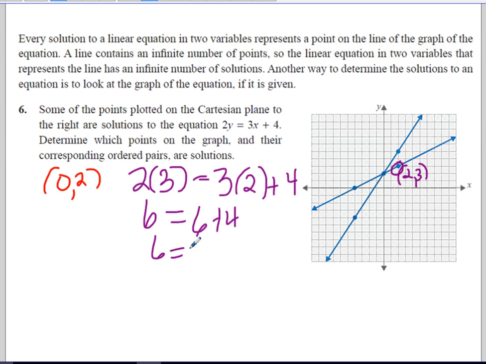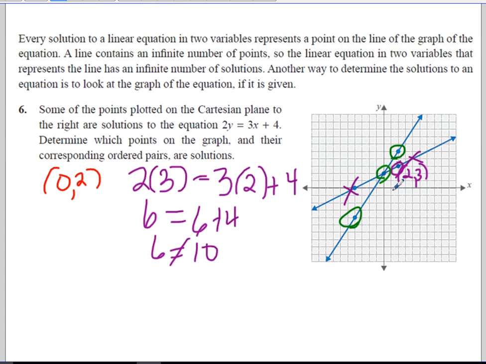So 6 does not equal 10. So what that means is, nope, this didn't work over here, so this one's not going to work either. And so our solutions, we already have 0, 2, but this point is going to be a solution, and this point, because it's the other line, that's the graph of our equation. So let's figure out those other ordered pairs.